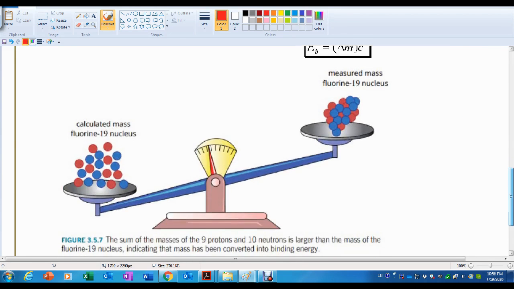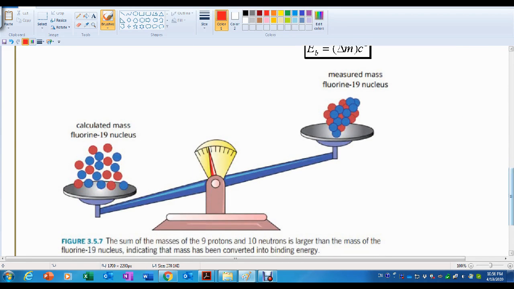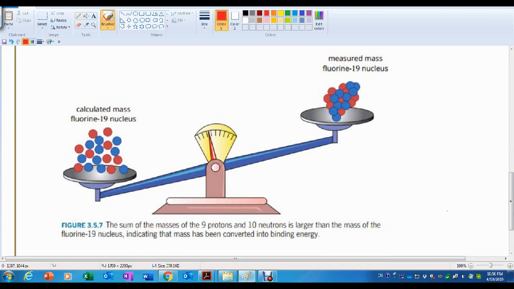Let me give you another visual illustration. For this one, you see which side is their constituents. Of course, this side.